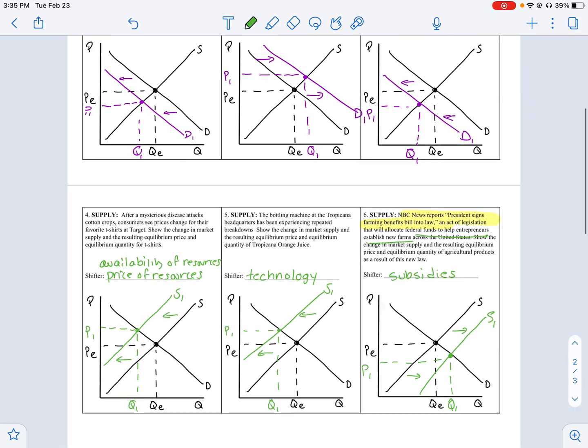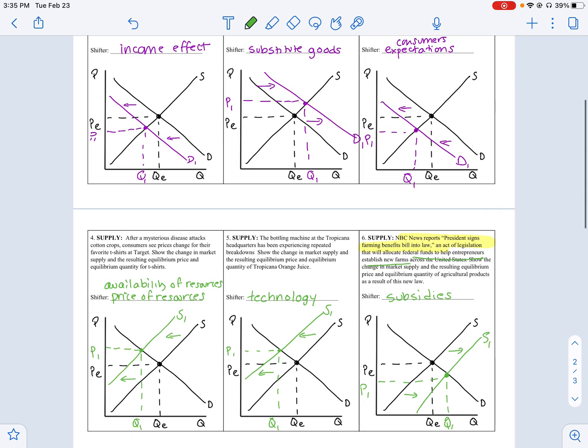So let me zoom out so you can see all 6 of those, and you can give your work one last peek.